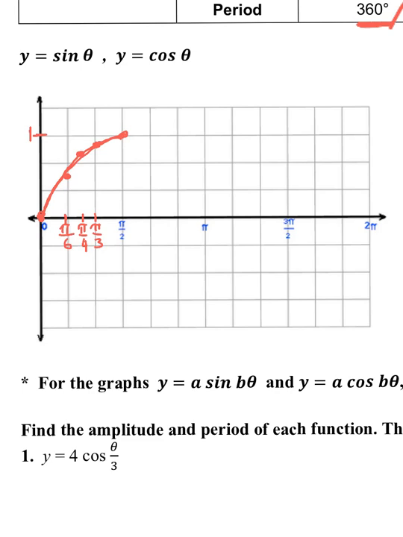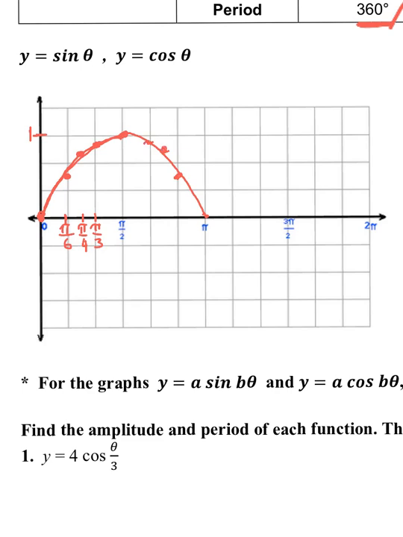Then we continue. If we go on to 2 pi over 3, then 3 pi over 4, and then 5 pi over 6, we get those same values, and then at pi, we get 0. So we get the graph looking like that.